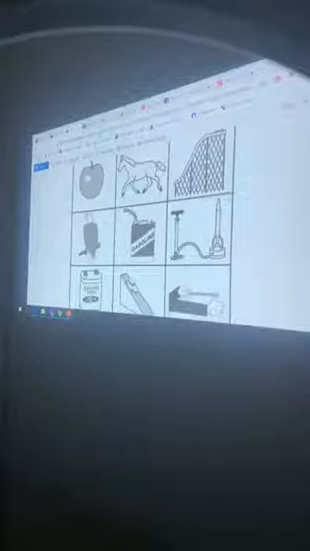So let's take a look at your card sort. They want you all to organize these picture cards into two groups. One group you had to identify the cards that show energy in motion, and the other group you had to identify the cards that show energy waiting to happen.